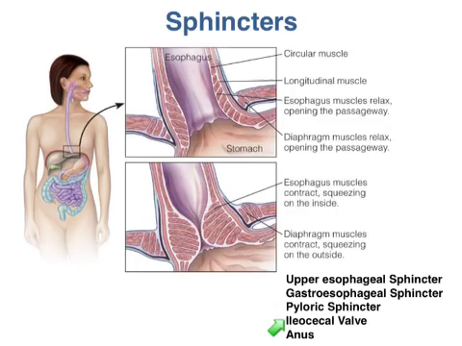The pyloric sphincter is between the stomach and the small intestine. And then the ileocecal valve is a sphincter between the small intestine and the large intestine. The ileum is the last region of the small intestine, and the cecum is the first region of the large intestine. That's why this is called the ileocecal valve.